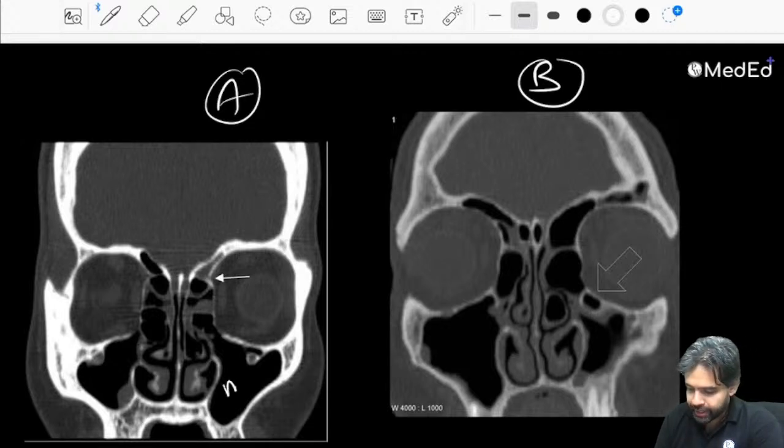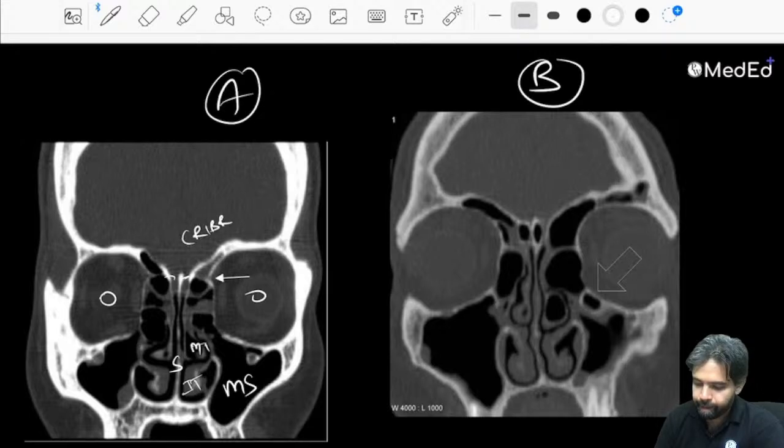In the meantime, this is the maxillary sinus, this is the inferior turbinate, septum is straight, this is the middle turbinate, the orbit or the eye, this is the cribriform plate, where your CSF rhinorrhea and all come. A is Haller, somebody said, over, delete kar diya.